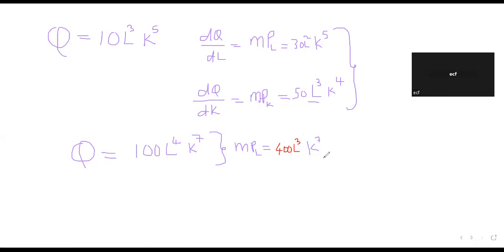So if we're going to differentiate to get our marginal product of capital, what becomes our dummy? Our dummy is L4. So what are we going to differentiate? We're going to differentiate 100 K7. So in differentiating 100 K7, what do we have?